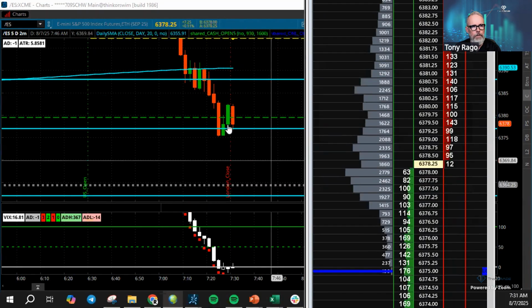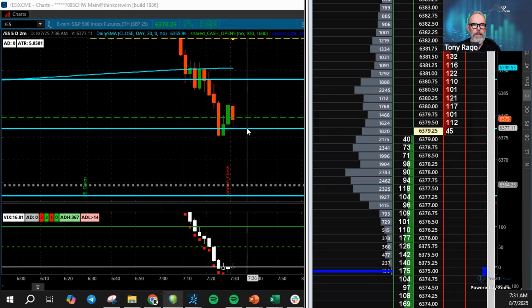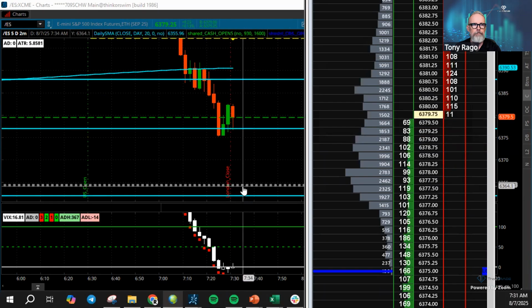Now what we're going to do is see where it's going to close relative to this. If it closes underneath this level again, it puts this in the crosshairs.